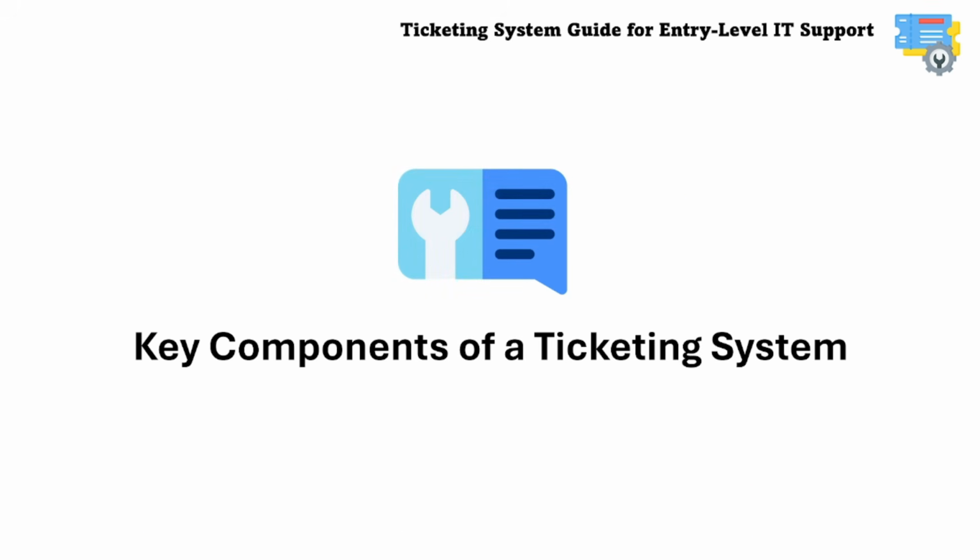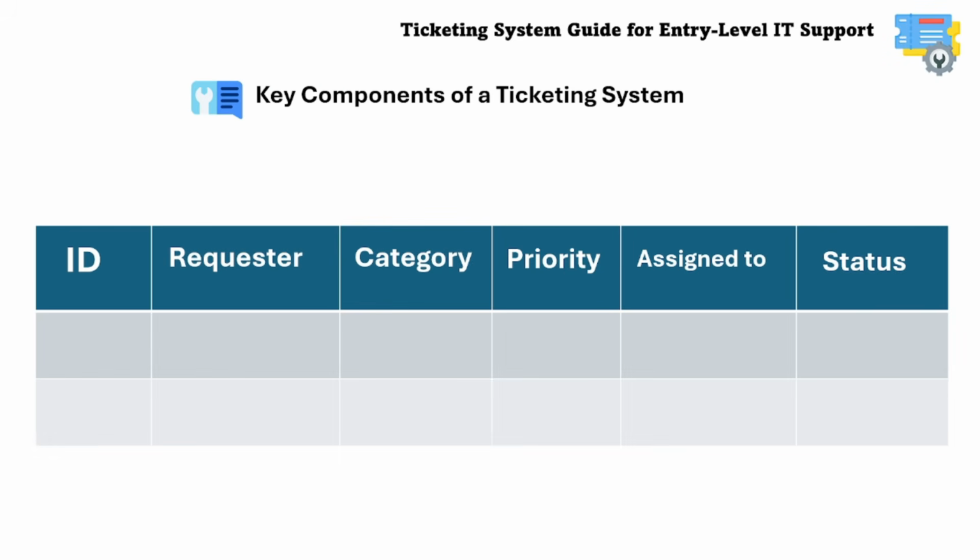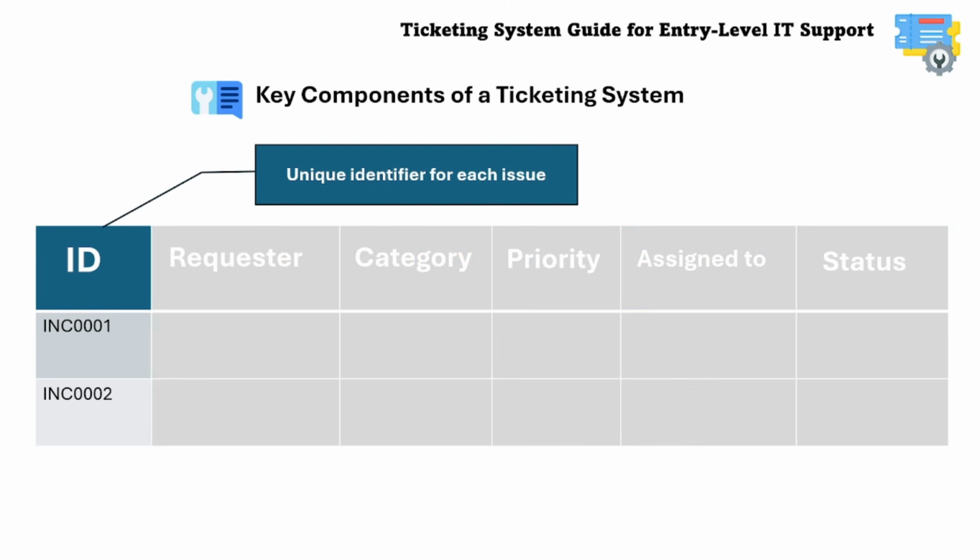Let's now talk about the key components of a ticketing system. This is important to know so we can use a ticketing system effectively. Here's a detailed breakdown of the key components. Every ticket has a unique reference number, and this helps IT teams track the ticket's progress, locate past issues, and maintain records. This can be numbers or alphanumeric.